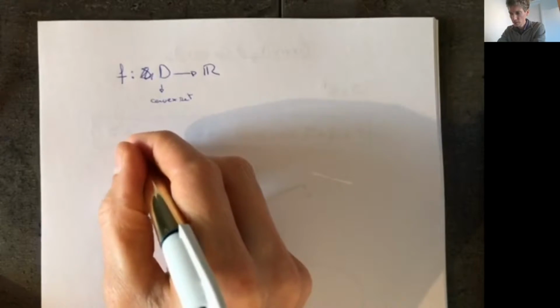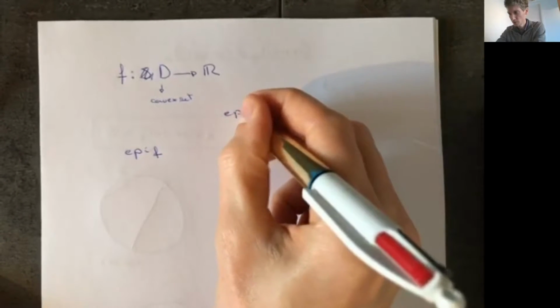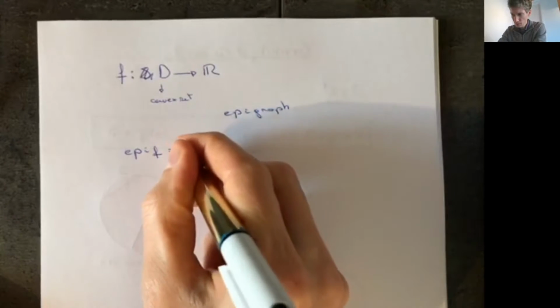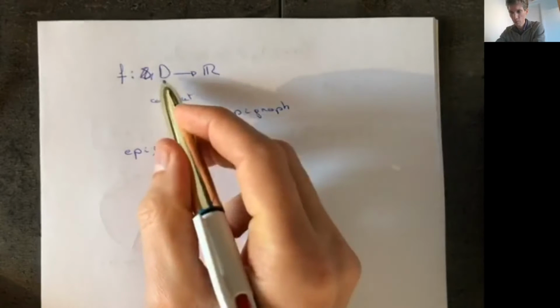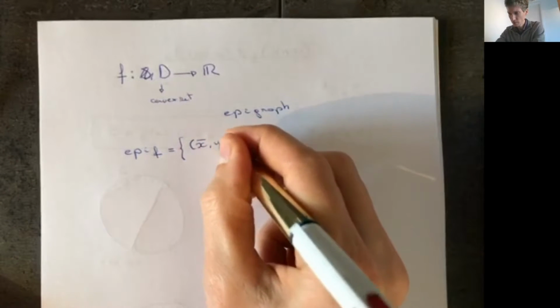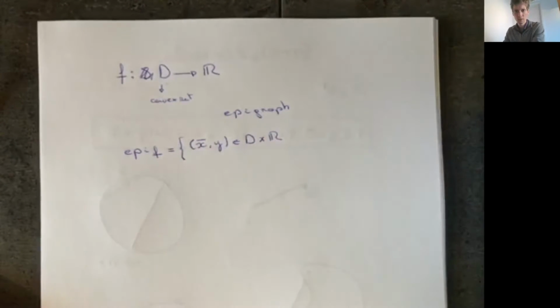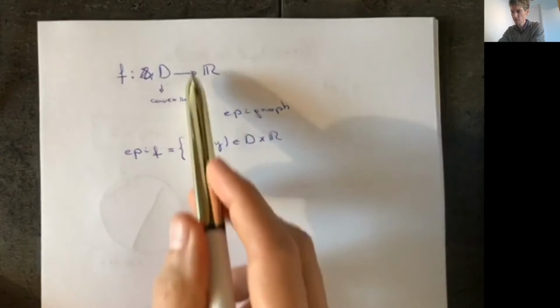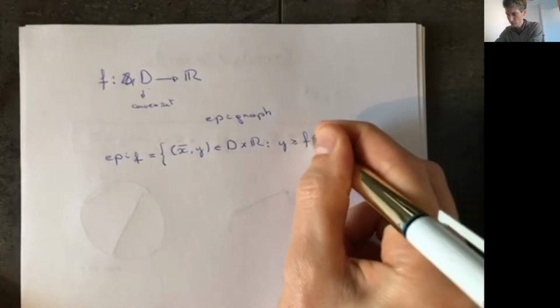Okay, then what we can do is look at a set of points which we call the epigraph of f. It's called the epigraph. So what's this? These are pairs of vectors and numbers, right? So we take a vector x in the domain and we take a number y in R. So this is in the domain times R. So basically it says something in D and then something in the range, such that y is greater or equal to f of x.